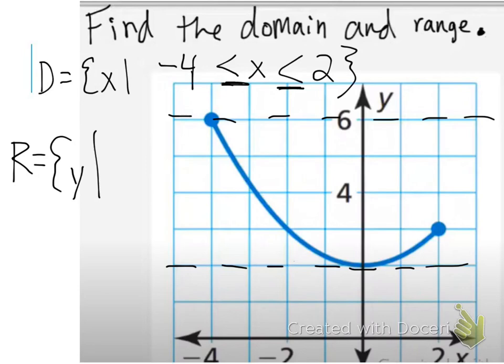If I need my y values to be greater than or equal to 2 and less than or equal to 6 at the same time, I write 2 is less than or equal to y, which is less than or equal to 6. And there would be my range. I know my y values need to be greater than or equal to 2 and less than or equal to 6 at the same time. Be okay with that? Can I move on to my next example?